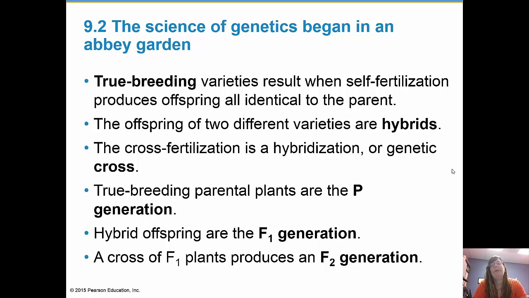So in humans, for example, hair color would be a trait, a gene. We have a gene for hair color. And then blonde, brown, black, red, those would all be alleles. So we get two sets of alleles, one from mom, one from dad.